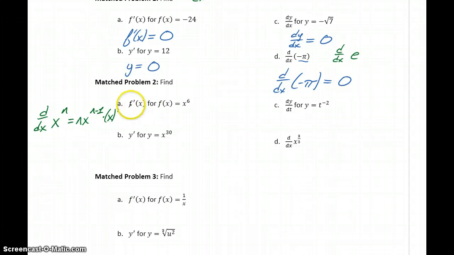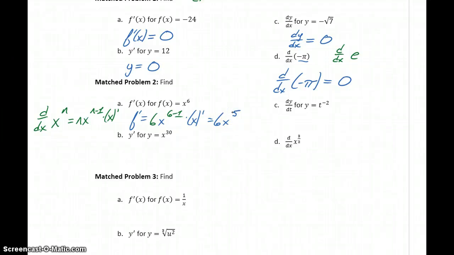So in part A, we want to find the derivative of f, where f is x to the 6th power. So f prime is going to be equal to 6 times x to the 6 minus 1 power times the derivative of x. The derivative of x, we have another property for that, is just 1. So this is going to equal 6 times x to the 7th power. Not to the 7th power. 6 minus 1 is 5, so 6 times x to the 5th power.